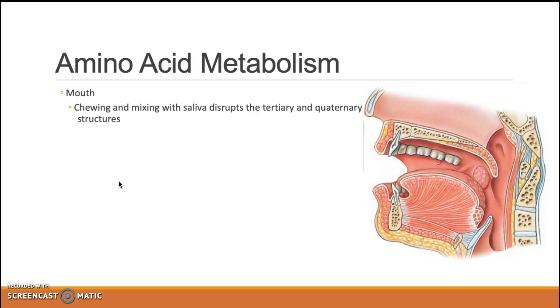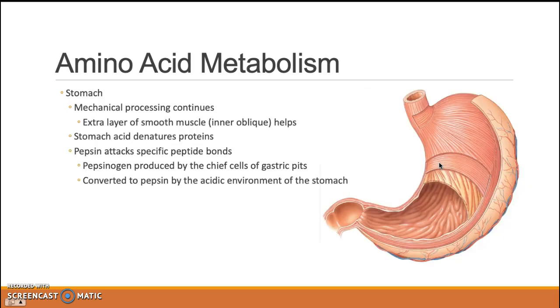So from the time you eat something that has proteins in it, or amino acids, this is where we're going to talk about how we absorb, break down, and then use these amino acids. When you eat something, you ingest it in the mouth and start chewing, and your saliva is going to mix with that food, and you're going to form a bolus. That chewing is going to help break up some of the tertiary and quaternary structures. Then after you swallow, that food gets into the stomach.